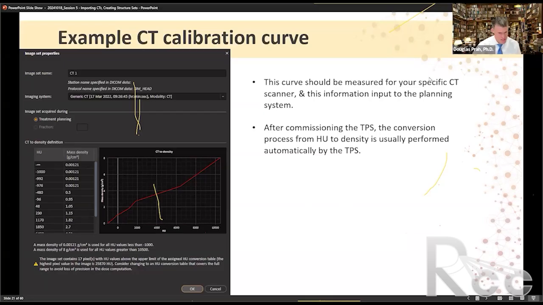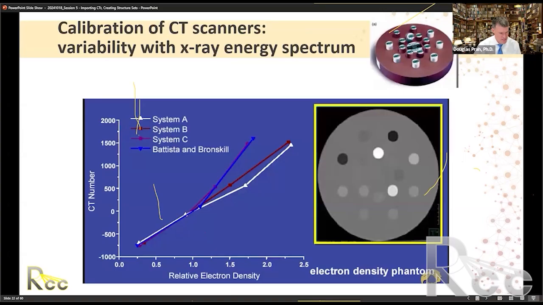The curve should be measured for your specific CT scanner and the information input into the planning system. After commissioning the TPS, the conversion from HU to density is usually performed automatically by the TPS. Usually the image continues to display the Hounsfield unit, but the dose calculation algorithm uses the underlying electron density or mass density for the calculation.